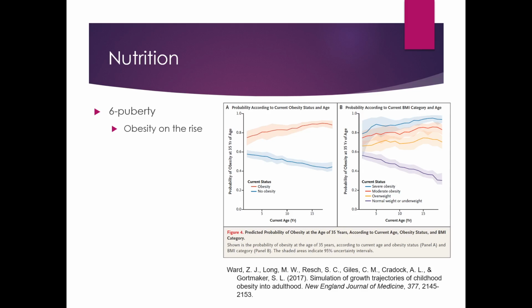And then it's inverse. If you're overweight, moderate, or severe, you tend to stay in your own category. Notice that those lines don't really cross for the age 35. But you see this significantly elevated risk of being obese, still obese by the time you're 35. So just things to worry about.